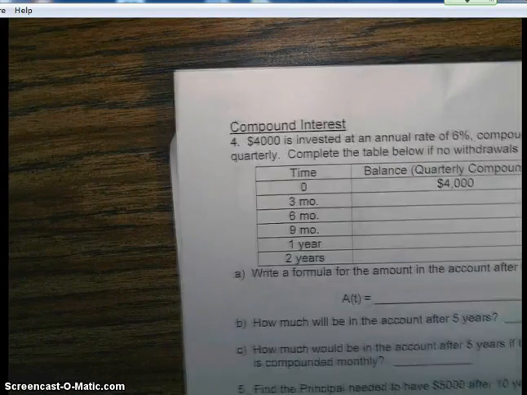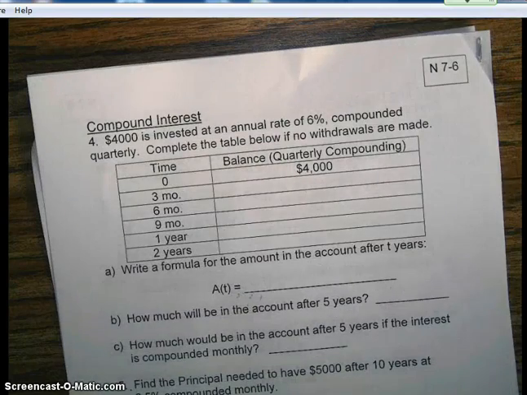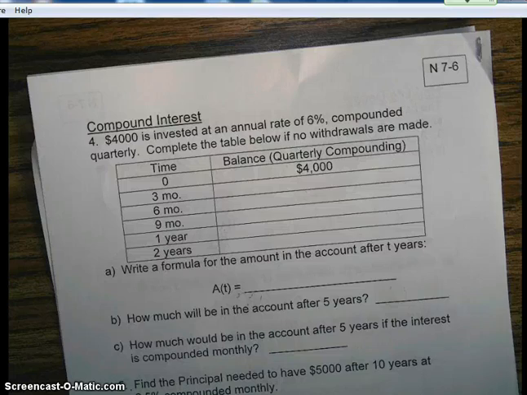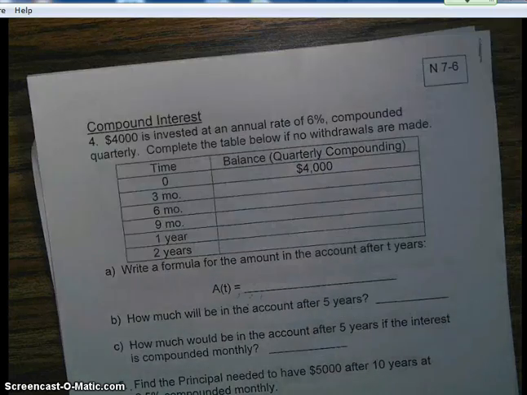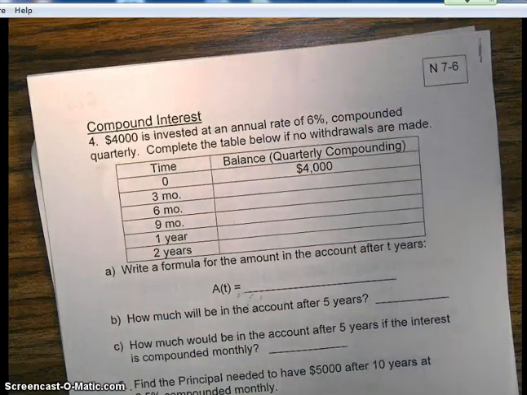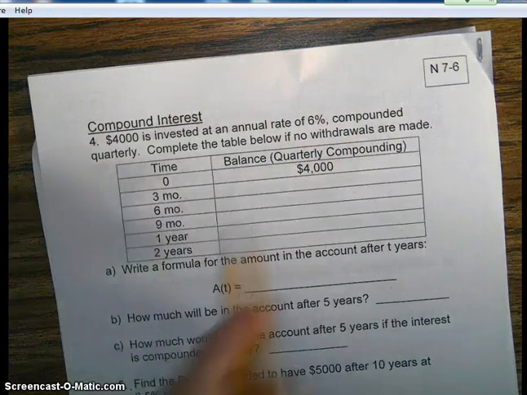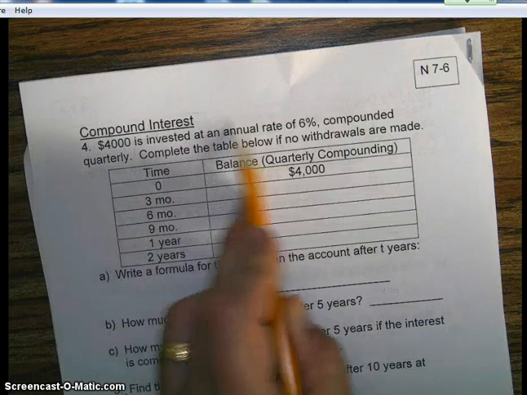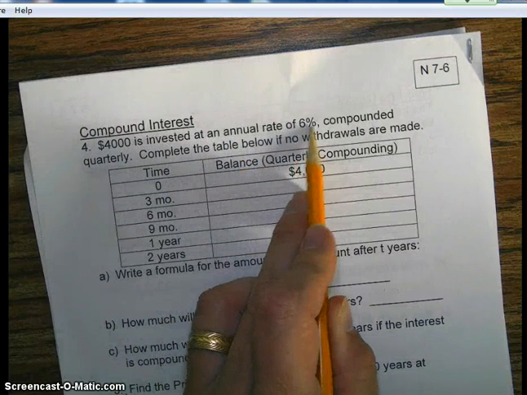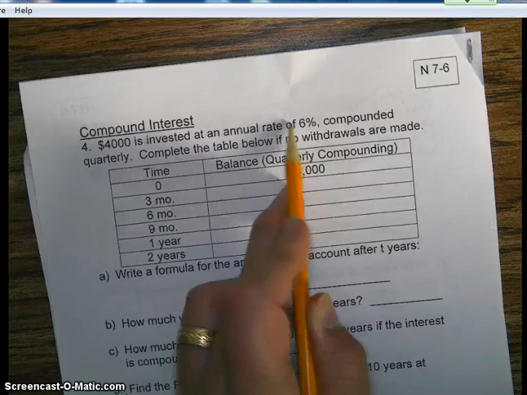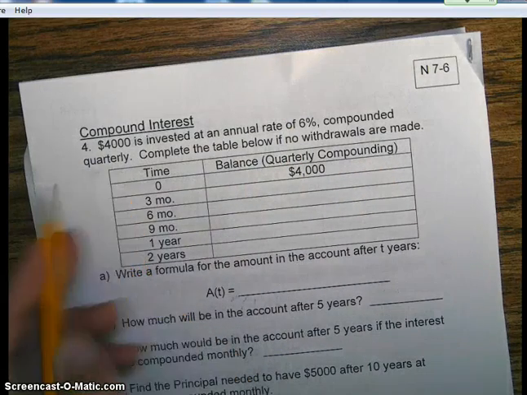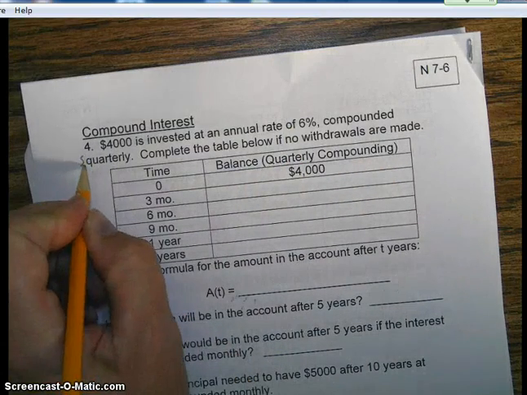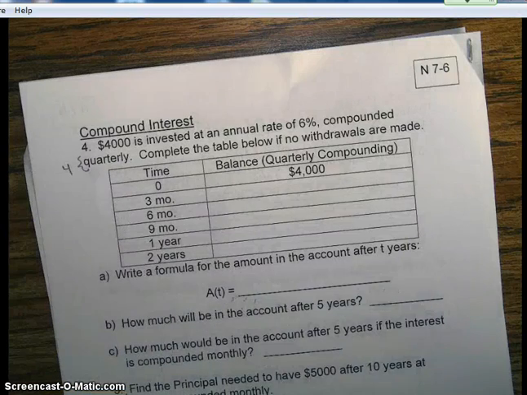Let's continue on here. Next thing we're going to look at is compound interest, which is also an exponential function. It says $4,000 is invested. So that means we're starting off with our initial amount of $4,000. It's invested at an annual rate of 6%, so we know we're going to be growing. It's compounded quarterly. Quarterly means 4 times a year.